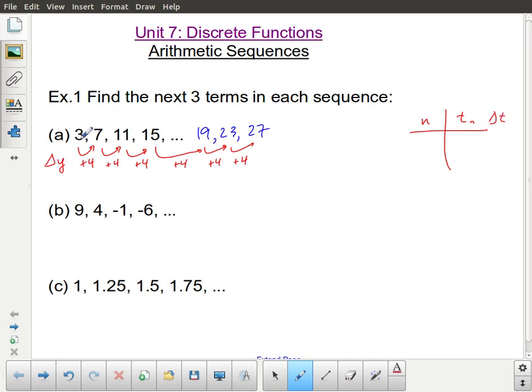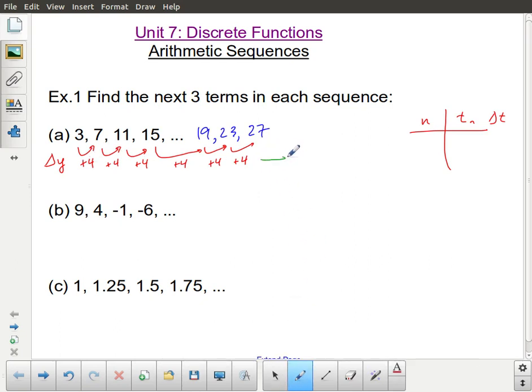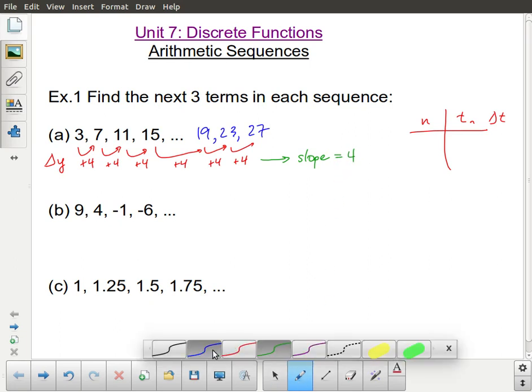The important part is I can also do my first differences horizontally like this. And the thing I want you to remember is that the first differences tell you the slope of the discrete linear relationship. In this case, it's telling me it has a slope of 4. We'll come back around to that idea. That's going to be important to make a connection to something we're going to be talking about today.